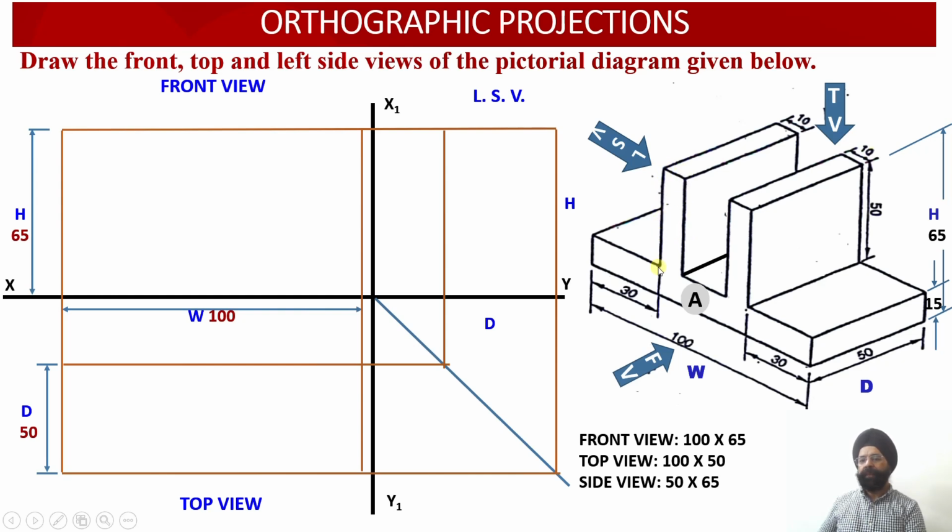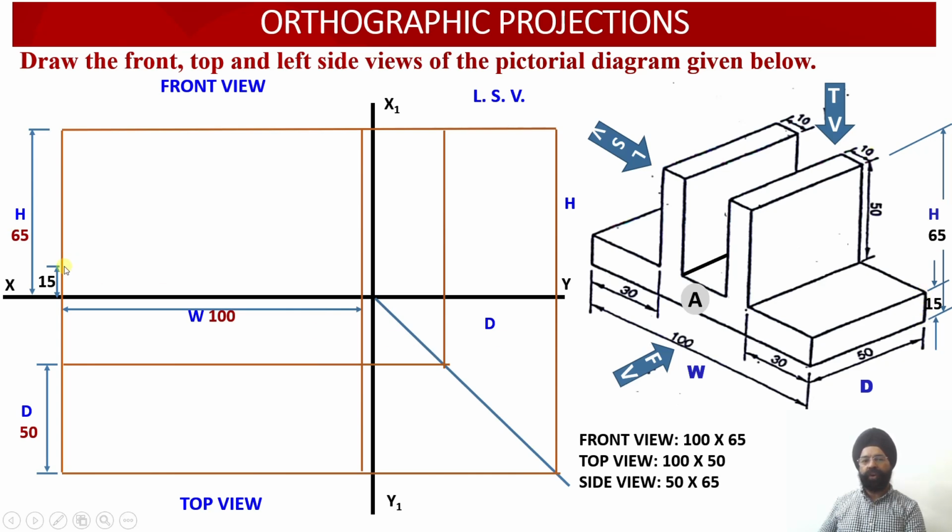Okay, so this way, if I divide the surface A into three portions, I will be able to draw the surface in the front view over there. Now we can see that the thickness of this lower block happens to be 15 millimeter.